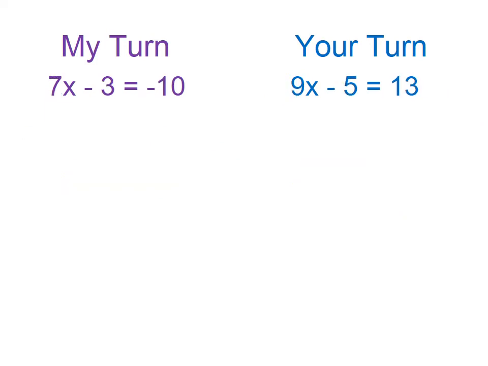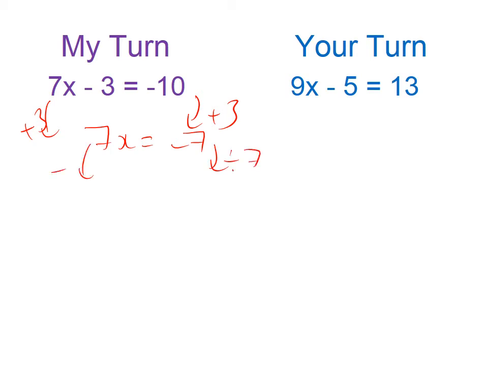7x minus 3 equals minus 10. The first thing you need to do, please, is add 3 to both sides to get rid of that minus 3. On the left-hand side, that leaves us with 7x. Now here we need to be a little bit careful. Minus 10 plus 3 is minus 7. Next, we need to divide both sides by 7 to give us x equals minus 1.